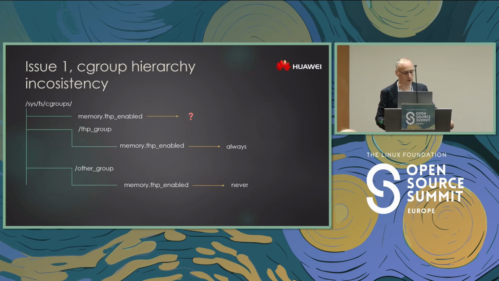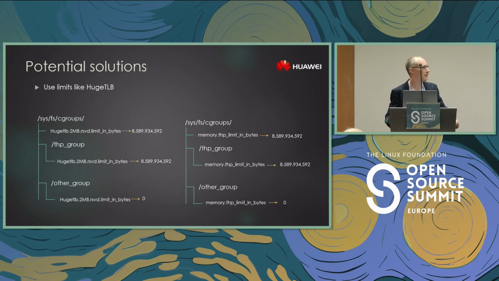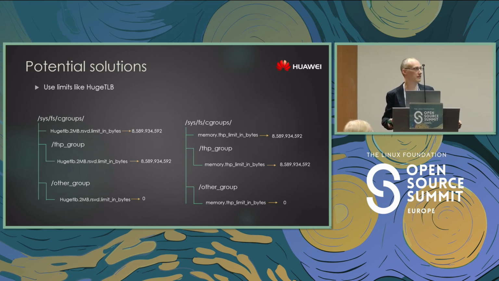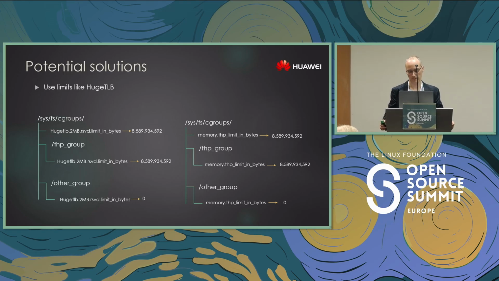Well, we gave a potential way around that, which is to use something like what hugeTLB does, when you allocate memory. You can use memory limits in C group as well. You can use hugeTLB limits as well. So in this case, you can set a little bit more than 8 gigabytes to the THP group, right? We could do the same with our solution.